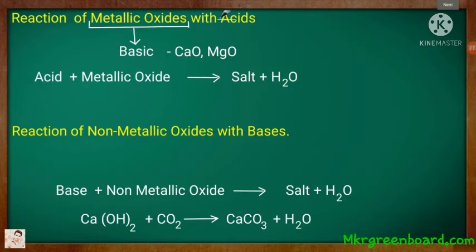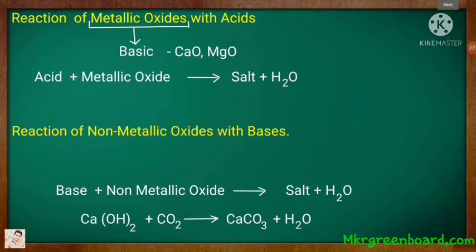Reaction of metallic oxides with acid. Metallic oxides are basic in nature. When an acid reacts with a metallic oxide, it forms salt plus water. Examples of basic oxides are CaO, calcium oxide, and MgO, magnesium oxide. So these are the reactions of metallic oxides with acid.